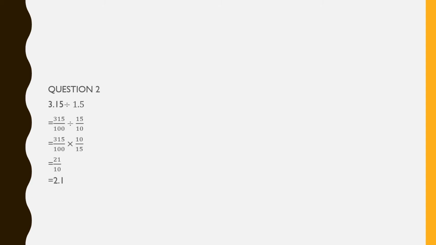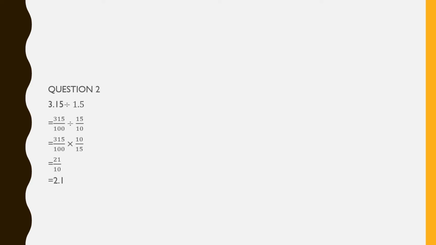Question 2. 3.15 divided by 1.5. First, we will convert the decimal numbers into fractions, which will give 315 upon 100, as there are two digits after the decimal. So it will be 315 divided by 100, and 1.5 will turn to 15 by 10. So 315 by 100 divided by 15 by 10.